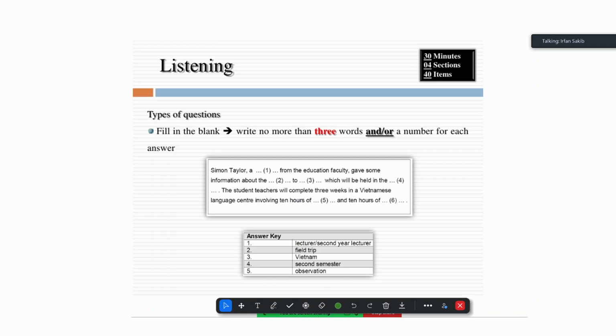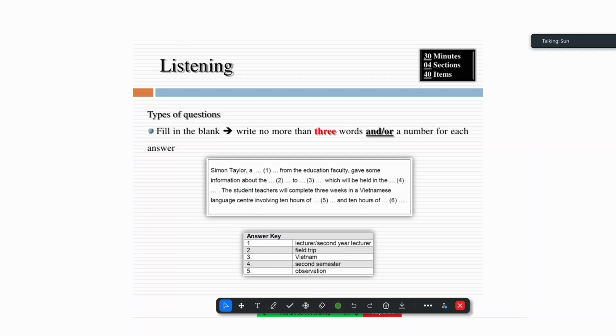Before I move on, I need to clarify something: there is no negative marking in IELTS, and there is no partial marking also. For example, for one question, you cannot get half marks. You'll either get one or you'll get zero. If you make a spelling mistake, then you will lose marks for that question. Is that clear?